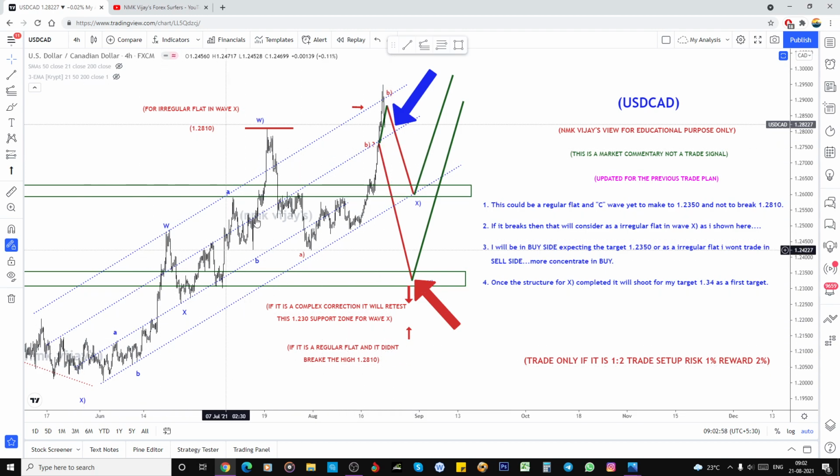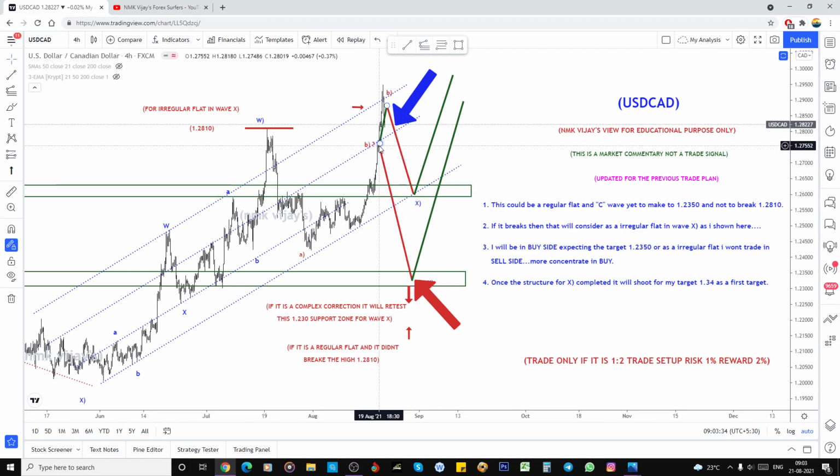But what is the trend? It is a bull trend. See, I will be on the buy side, expecting the target 1.23 or a regular flat. I won't trade on the sell side. I clearly mentioned, more concentration on buy. So once the structure for X is completed, it will shoot for my target of 1.34 as a first target. So I keep on watching this place now to add my buying positions.